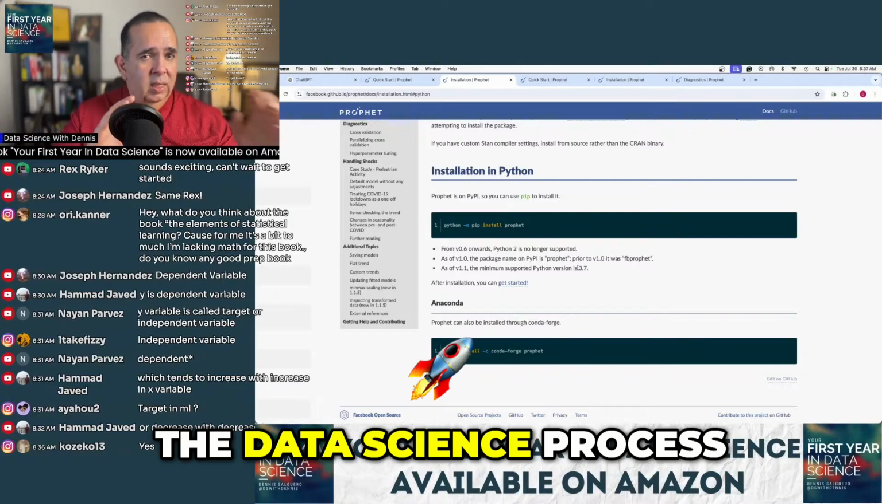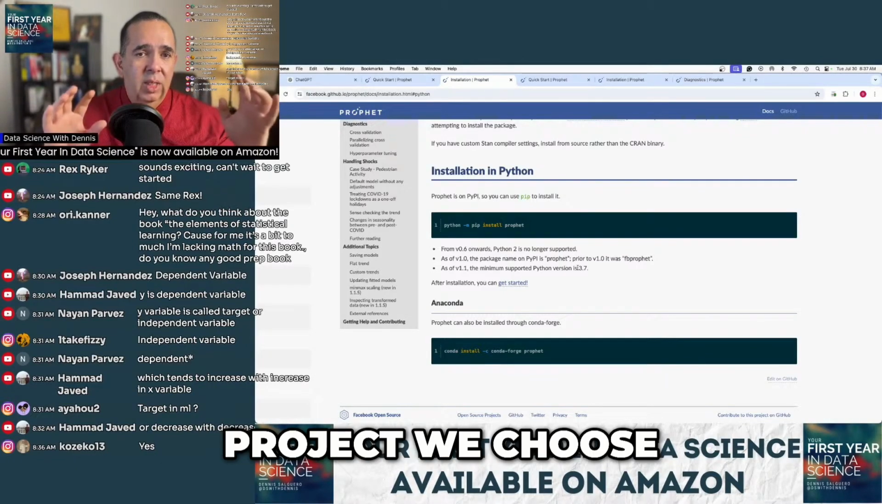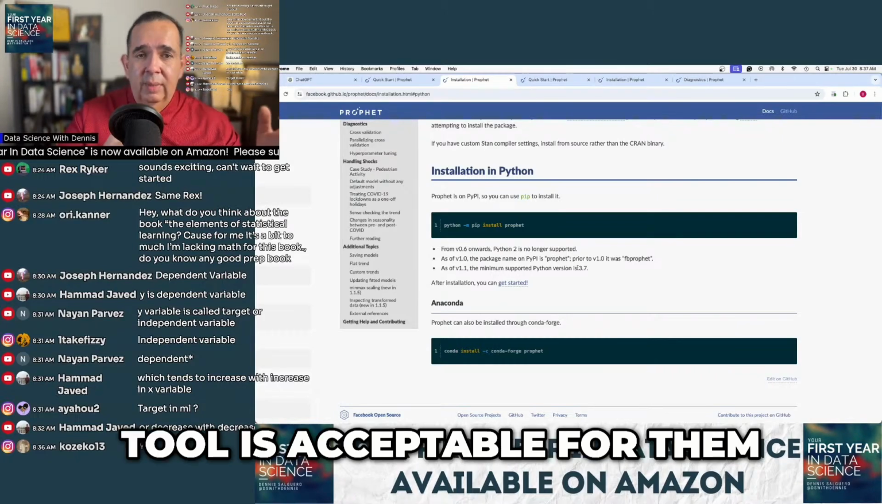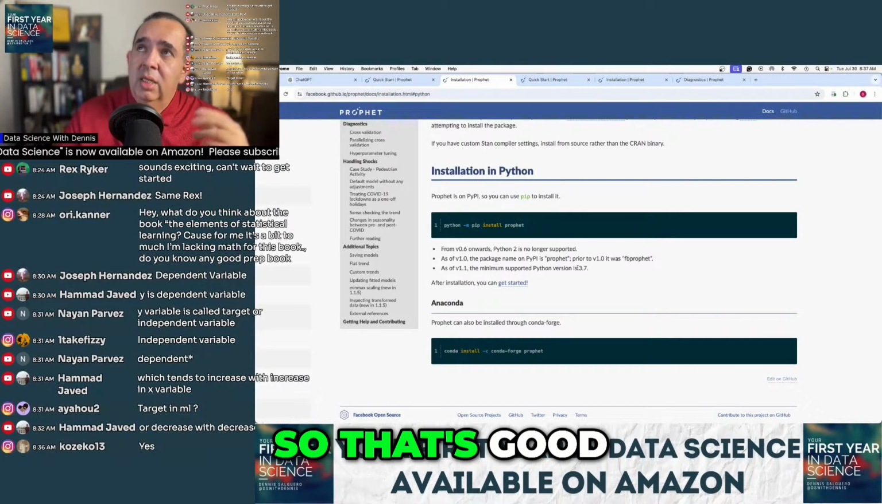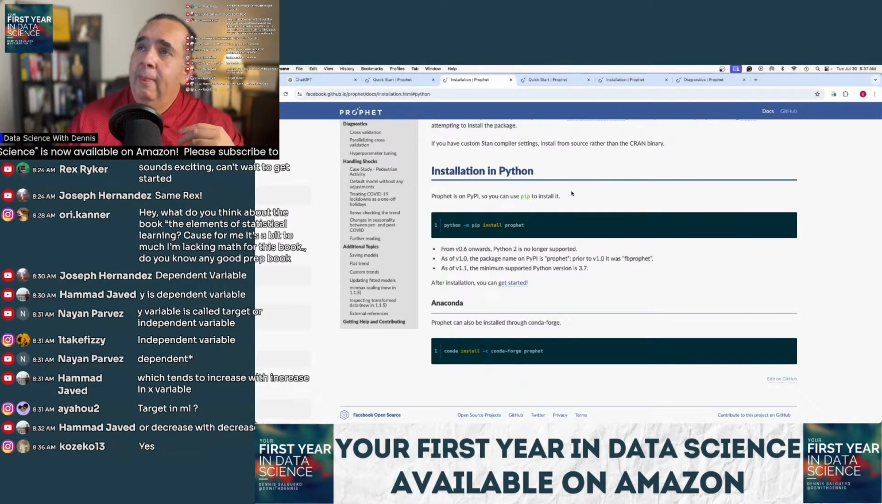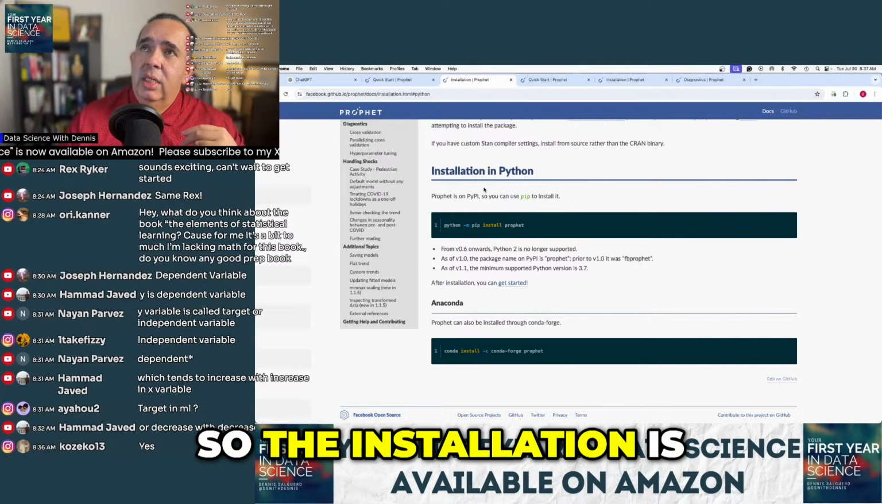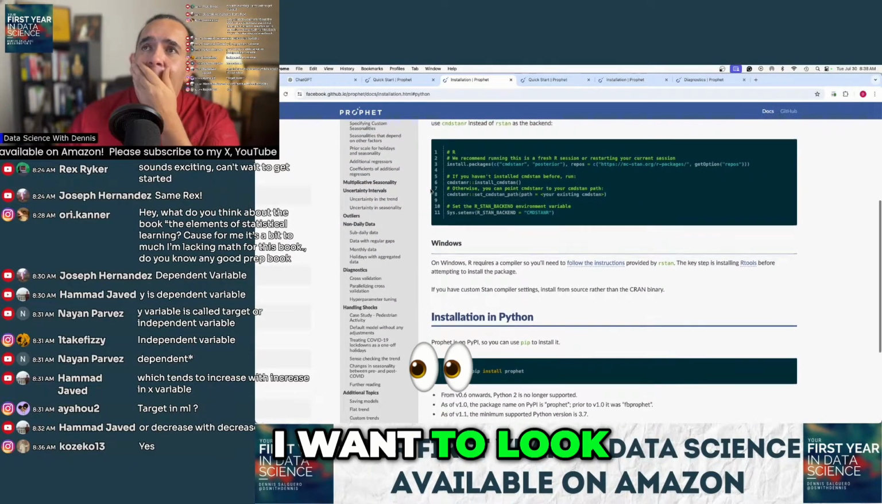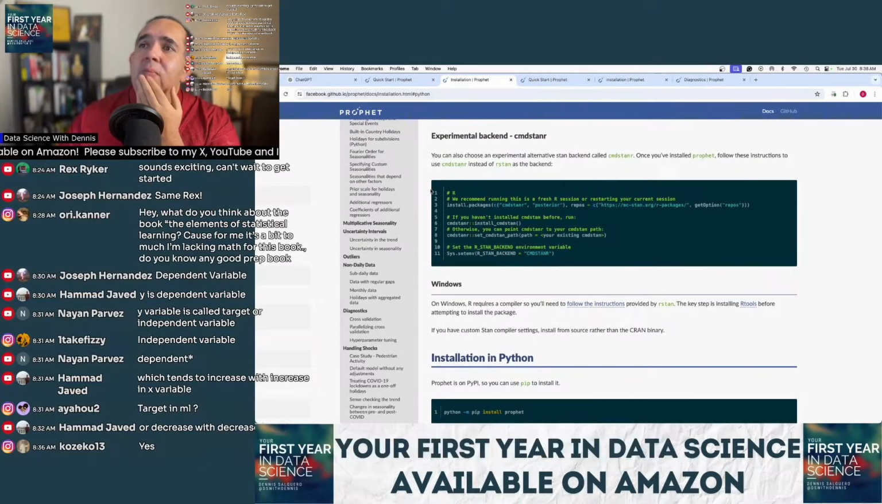The data science process will always be that way, no matter what project we choose, no matter what tool we choose. So we have to make sure that the tool is acceptable for that. And we verify that, so that's good, right? So the installation is pretty straightforward. So now, I want to look at a couple of things.